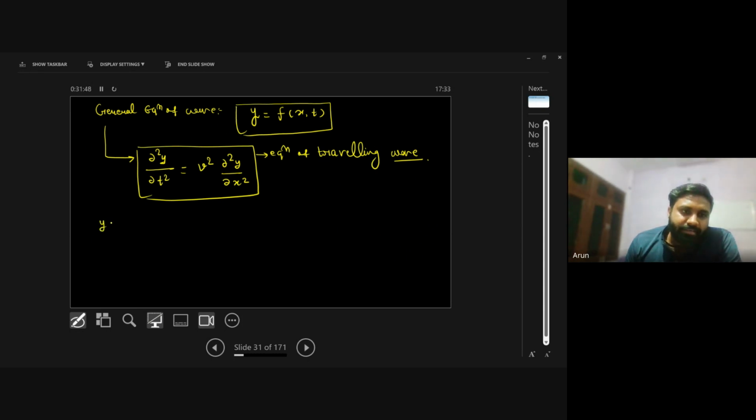Recently we did y equals a sine omega t. Recently we have studied it, and in the weekend we also saw a question on that. This is a simple harmonic function of a particular point which is oscillating simple harmonically. Now, let me check whether this represents a wave or not. So what we are going to do is differentiate it. This is the del operator, the partial differentiation operator.